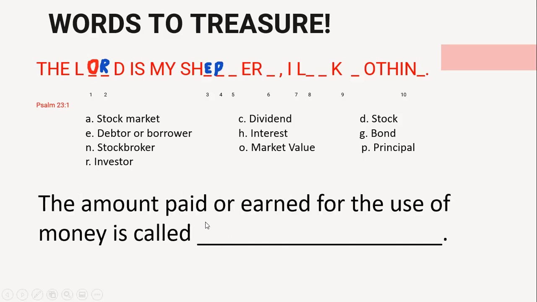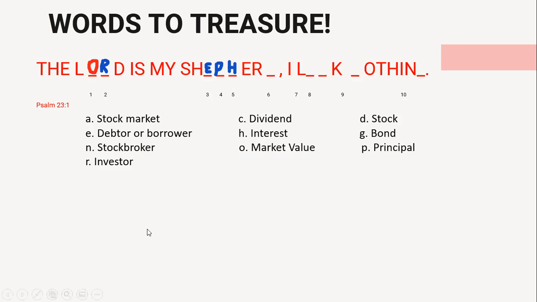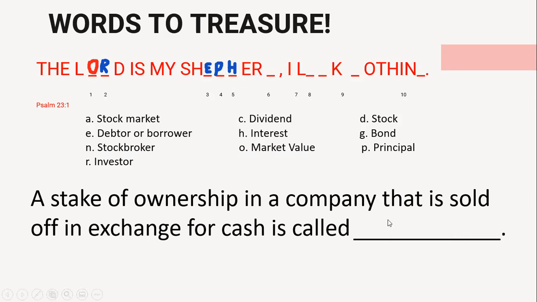Next word, the amount paid or earned for the use of money is called, siyempre, interest. So from the principal amount, yung madadagdag halimbawa, kung yan ay pinautang mo, that's the interest, yung nadagdag. Okay? Next word, a stake of ownership in a company. Yung ownership mo sa isang company na hindi naman ikaw yung solo lang na nagmamay-ari, yung part lang doon ang tinatawag natin ay stock.